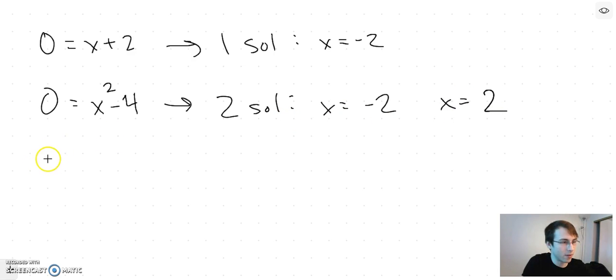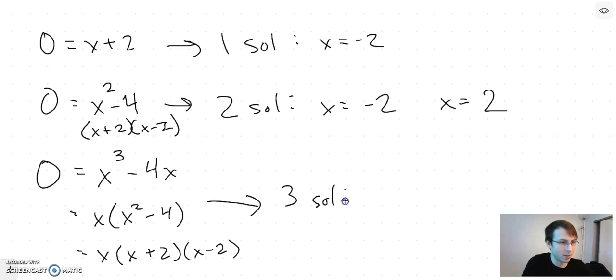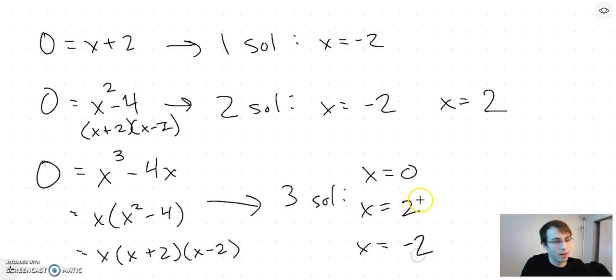If we have, let's say, 0 equals x cubed minus 4x, we can factor that into x times x squared minus 4, which is x times x plus 2 times x minus 2. Then we have 3 solutions: x equals 0, x equals 2, and x equals -2.